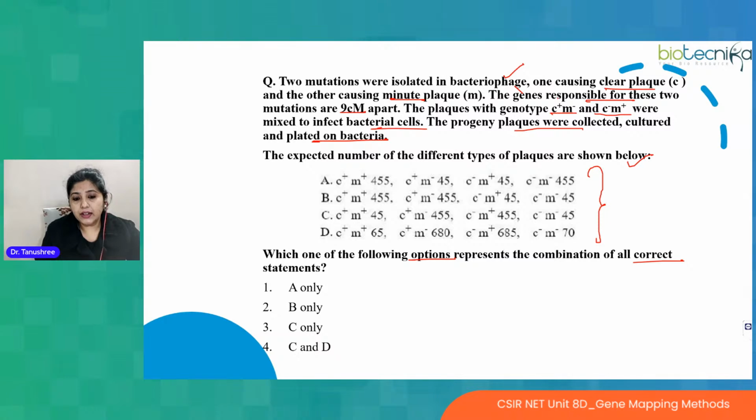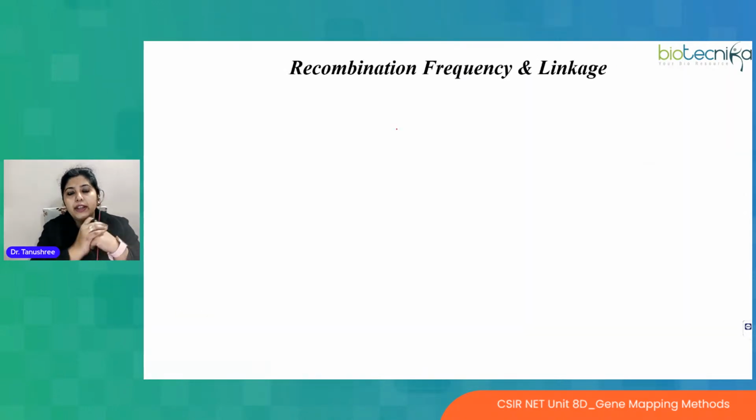So the genes responsible for these two mutations are 9 centimorgan apart. So the distance between the genes is also mentioned. Now, it is mentioned that phages with these two genotypes were mixed to infect bacterial cells, and the progeny plaques were collected, cultured, and plated on bacteria, right? So first of all, here we have to recall the concept of linkage and how we can map genes on a chromosome.